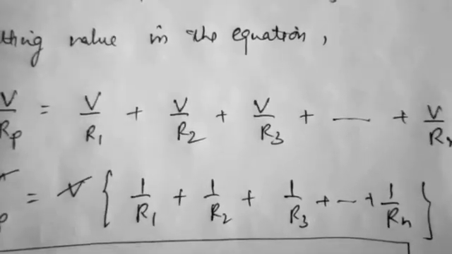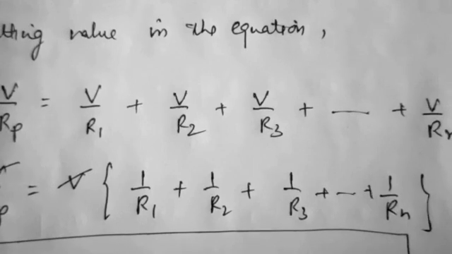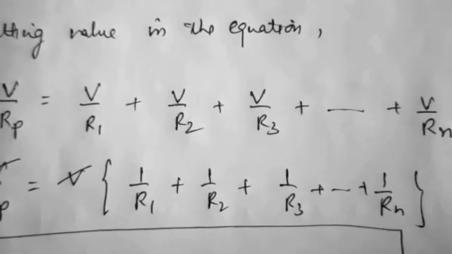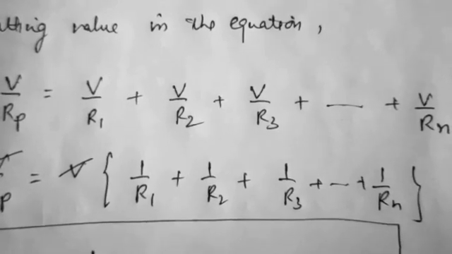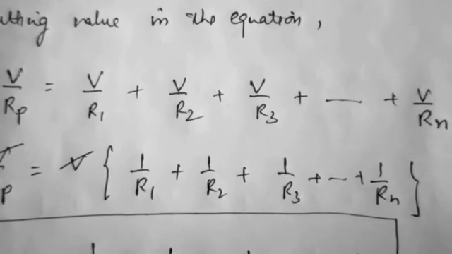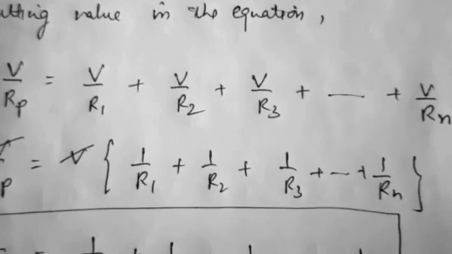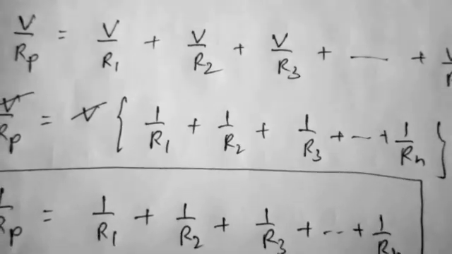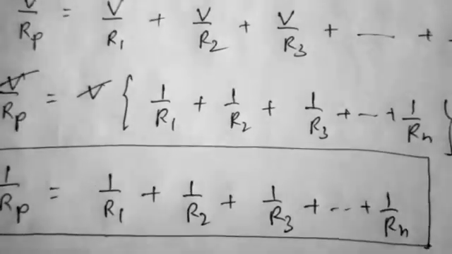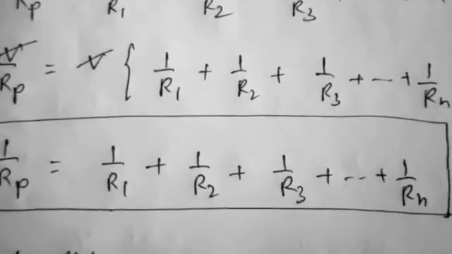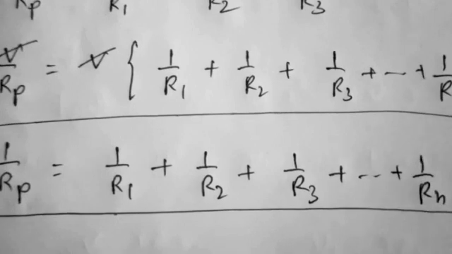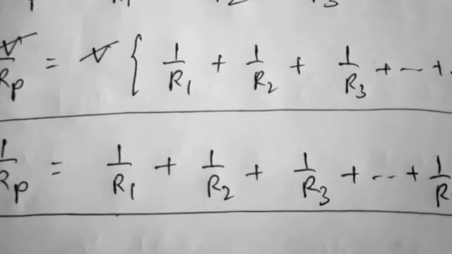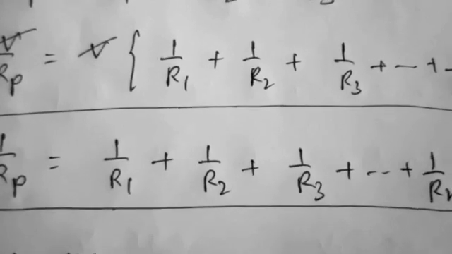So putting values in the equation, V upon Rp is equal to V upon R1, V upon R2, V upon R3 and V upon Rn. We can get V upon Rp is equal to V, taking common, 1 upon Rp is equal to 1 upon R1 plus 1 upon R2 plus 1 upon R3 plus 1 upon Rn. So the formula that we get for parallel combination is 1 upon Rp is equal to 1 upon R1 plus 1 upon R2 plus 1 upon R3 plus 1 upon Rn.